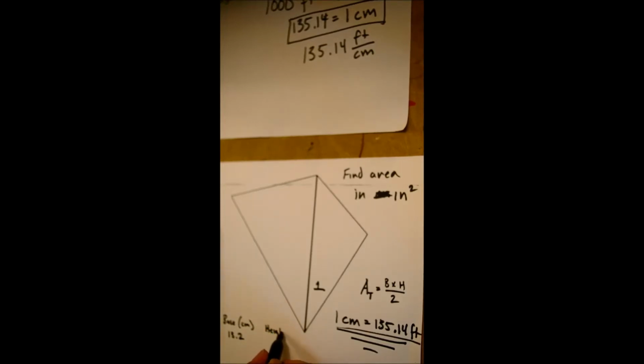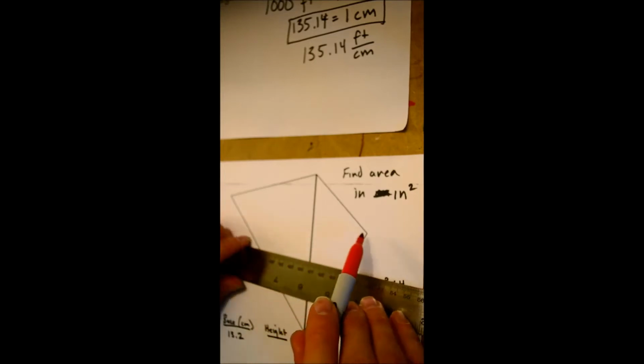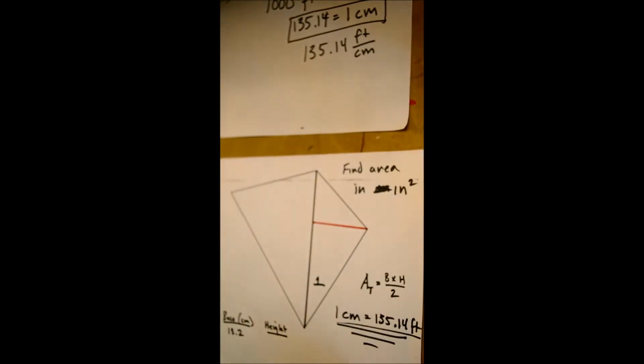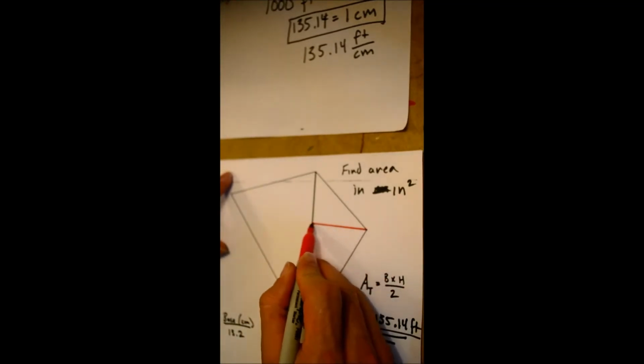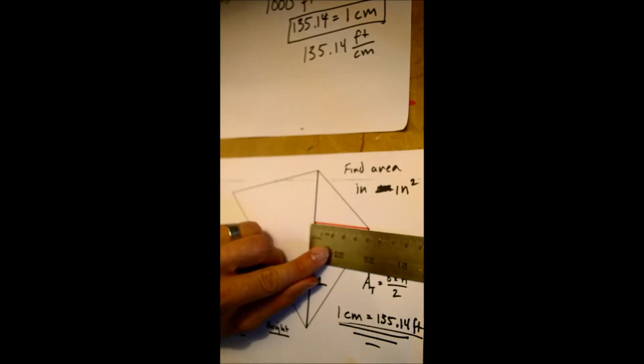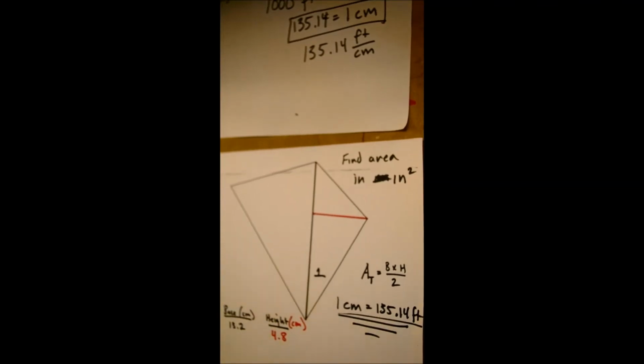Now I'm going to look for the height. The height of this triangle, which some people confuse, is not the length of one of the other sides. The height of the triangle is the shortest distance from the base to the top, which basically sits right about there. So this red marker represents the height from the tip of the triangle down to its base. If I measure that height, I get 4.8 centimeters. This is in centimeters. I get 4.8. Now we know that base times height divided by 2 is the formula that we're going to use to find the area of that triangle.